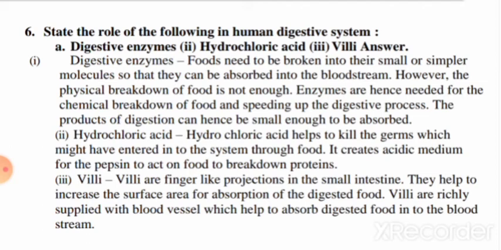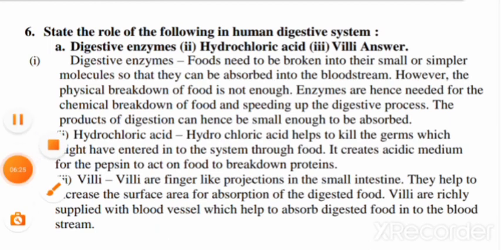Hydrochloric acid is present in the stomach. It kills the germs that enter with the food. It makes the medium acidic, and digestive enzymes break the food down into simpler forms. The enzymes help in digestion.